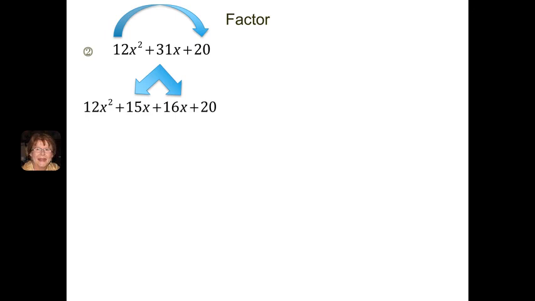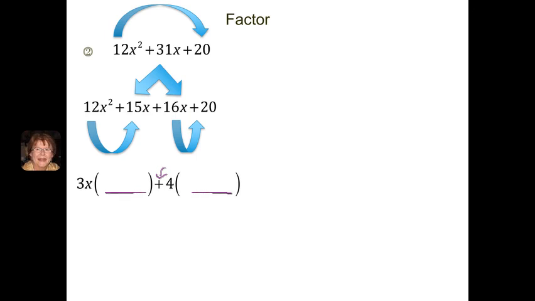We're going to group the first two terms and the last two terms, and we're going to look for a common factor in each group. The common factor in the first two terms is 3x. The common factor in the last two terms is positive 4. Get into the habit of putting that positive 4. How are we going to find what's in the bracket? We've got to divide 12x squared by 3x and 15x divided by 3x.